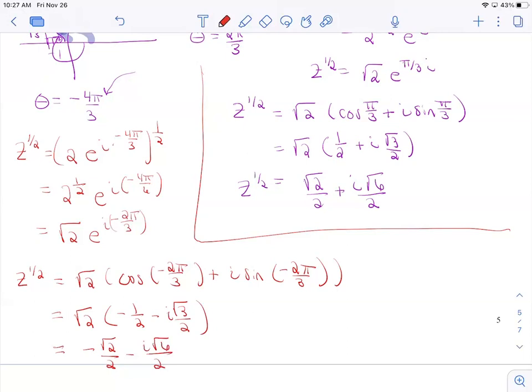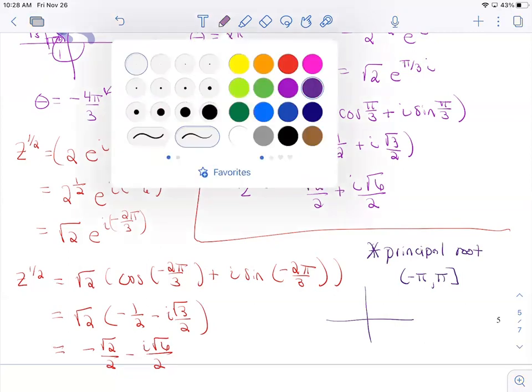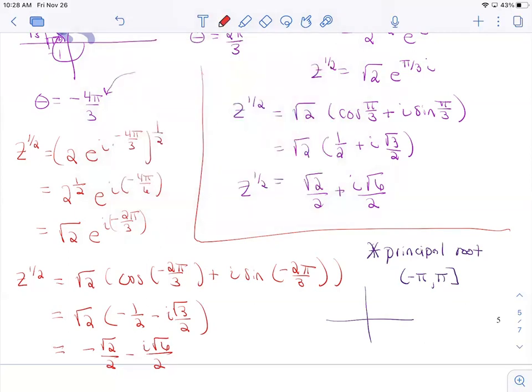Now to know which one is your principal root, here's the key thing. Your principal root, your angle is always between negative pi to pi. So what the heck does that mean? So you go from negative pi to pi. So your angle has to live there.